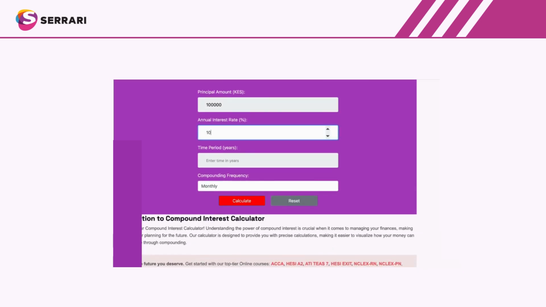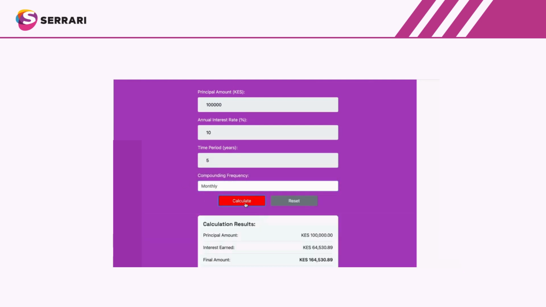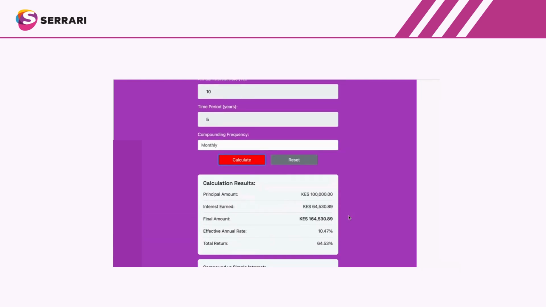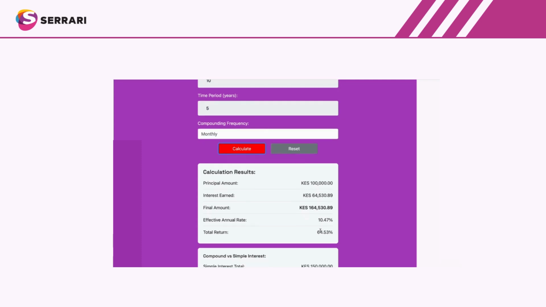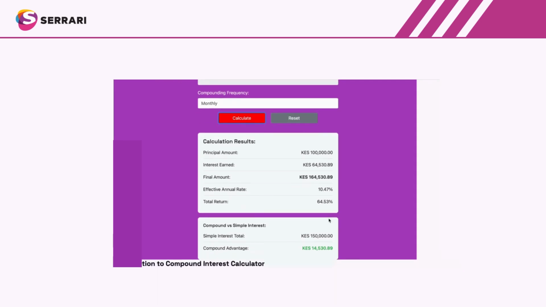Our interest rate, let's say, is 10%. Period of time, let's give it 5 years, and compounding frequency we'll use monthly. When we calculate that, we find that the principal amount is still 100,000. The interest earned is 64,000. The final amount is 164,000. The effective annual rate is 10.47%, and the total return is 64,000.